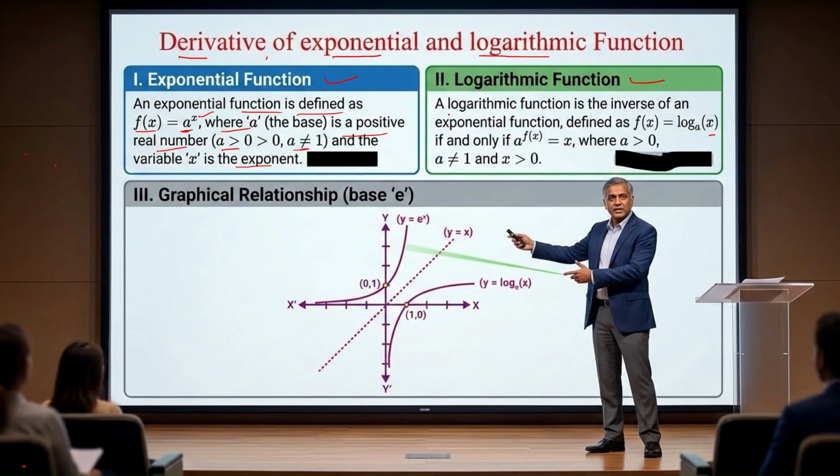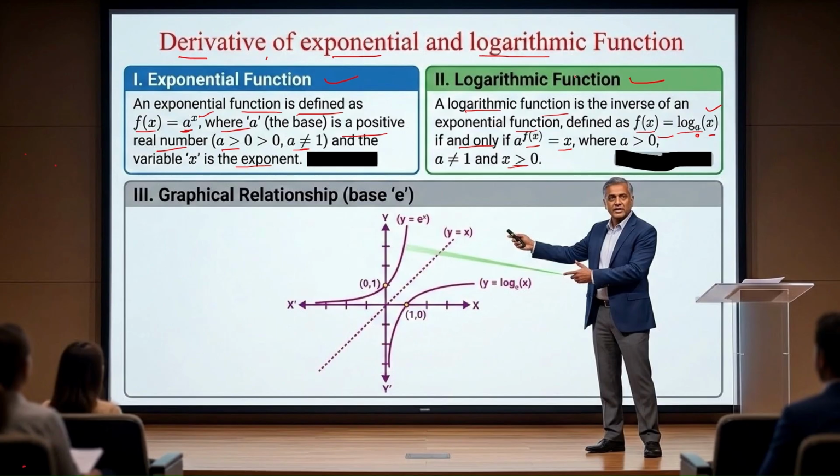In the same way, a logarithmic function is the inverse of an exponential function, defined as f of x is equal to log x base a if and only if a power f of x is equal to x, where a must be greater than 0, a should not equal 1, and here x must be a positive real number. The logarithmic function is defined only for positive real numbers.